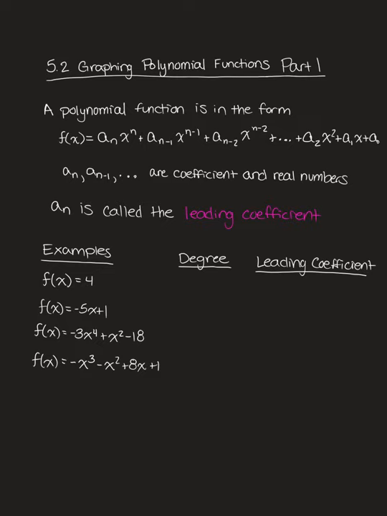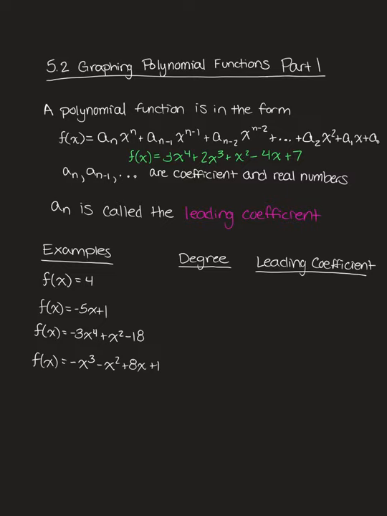So it's in the form a sub n x to the n. This big super long equation here. Basically, we can rewrite polynomials like f of x is equal to 3x to the fourth plus 2x cubed plus x squared minus 4x plus 7. That's a polynomial. So notice how the degrees are going down in order.